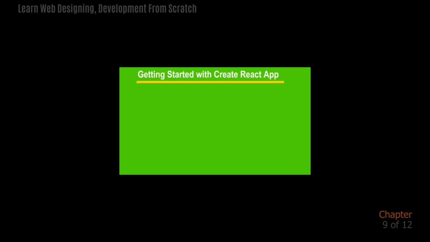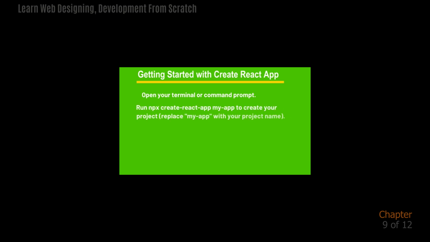To start using React, you can use a tool called Create React App that sets up everything you need for a React project with just a few commands. Here's how. Step 1. Open your terminal or command prompt. Step 2. Run the command npx create-react-app myapp. Replace myapp with your project name. This command creates a new folder with all the files and settings needed for a React project.